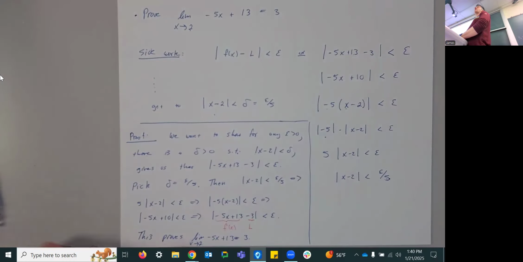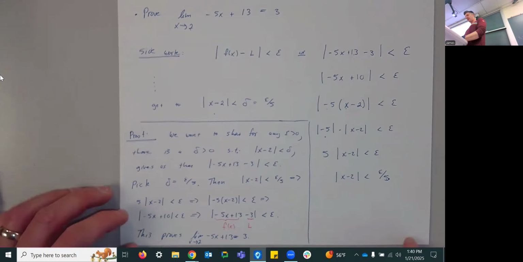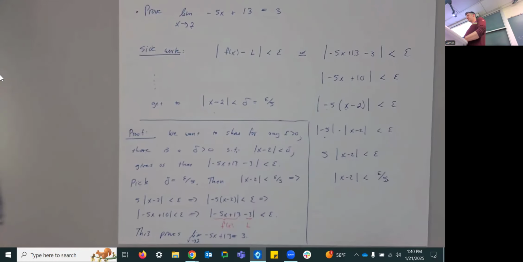I am not good at writing these using less words. I apologize for that because this is what you've got. I'll try to do a few where it's a little bit less wordy, but yeah.